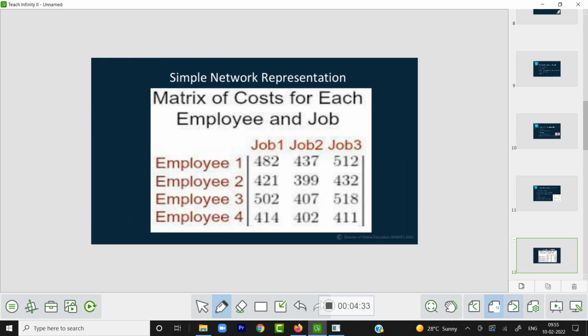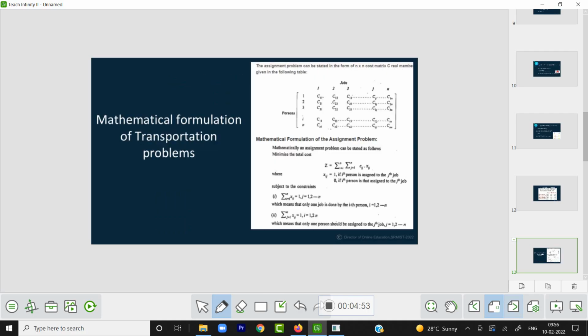Here we have employees 1, employees 2, employees 3, employees 4, a group of people, to whom we have to assign job 1, job 2, job 3. It is 4 rows and 3 columns. First, you have to make it balanced. For the mathematical problem, if there are n jobs and n persons, we call it an n cross n matrix. This is a balanced assignment problem.